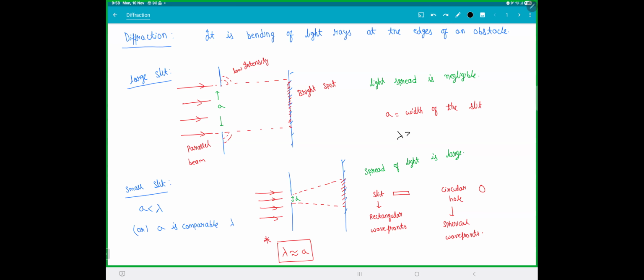This is your first question in diffraction. So when the wavelength of the light and the width of the slit are almost equal, you get maximum diffraction. So what is this diffraction exactly? Let's see something.